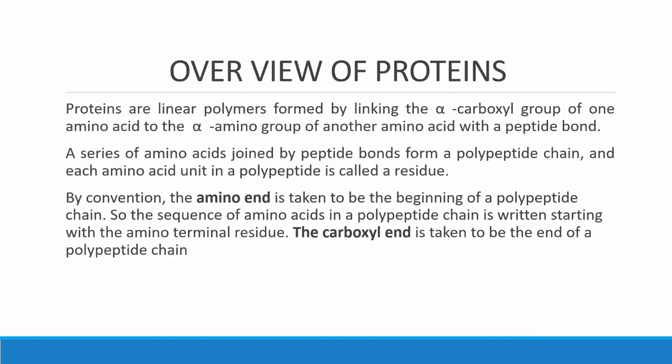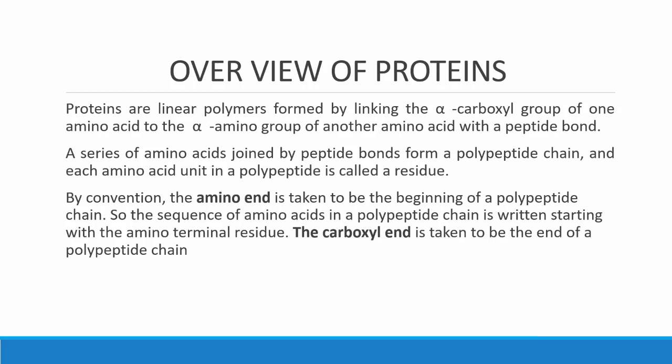Now, the overview of proteins. Proteins are made up of amino acids. These amino acids are connected together by peptide bonds, forming polypeptide chains, and these polypeptide chains could be as long as up to 1,000 amino acid residues. These amino acids are linked together by peptide bonds, as I said before, and these peptide bonds are formed between the carboxyl group of the first amino acid and the amino group of the second amino acid.